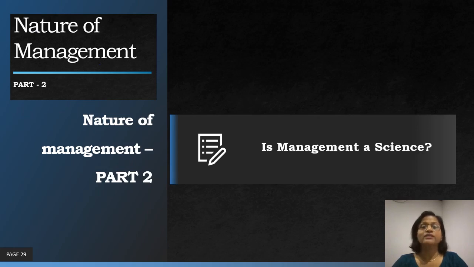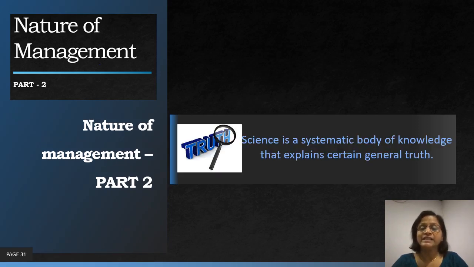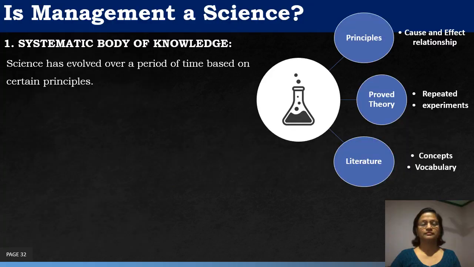Next, we are finding out if management is science. What is science? Science is a systematic body of knowledge that explains certain general truth. Let's find out if management is a science. So, first point they have given: a systematic body of knowledge. Science has evolved over a period of time based on certain principles.